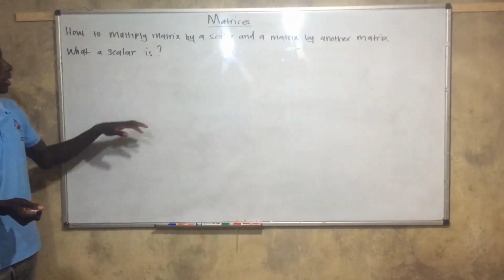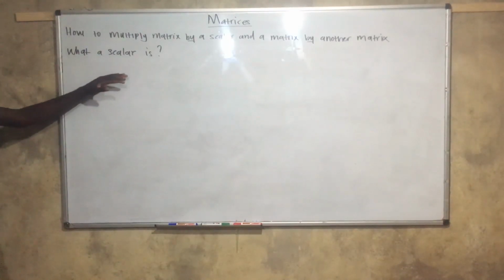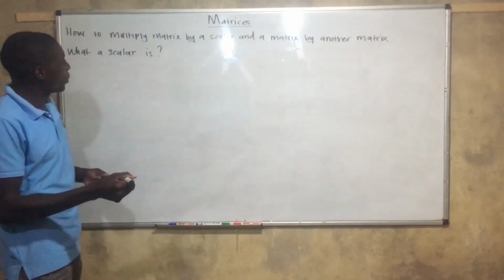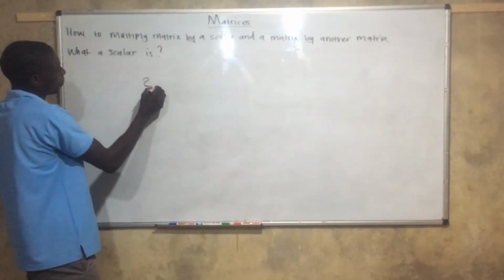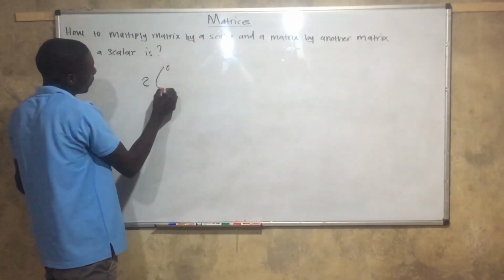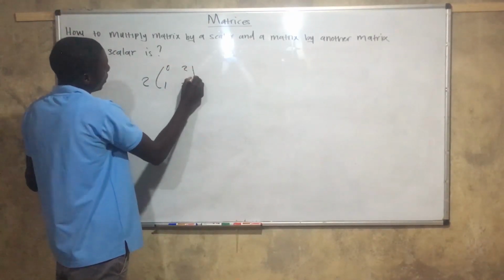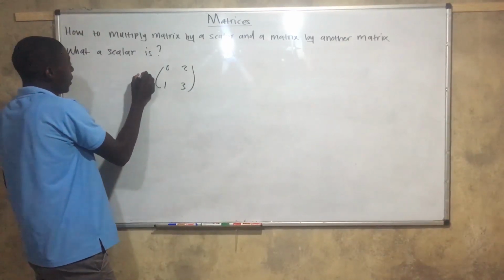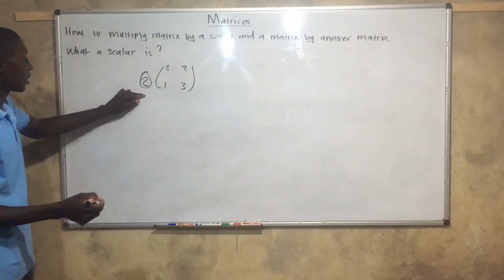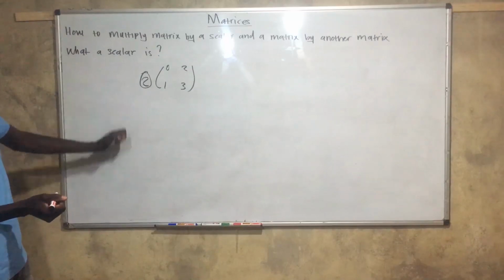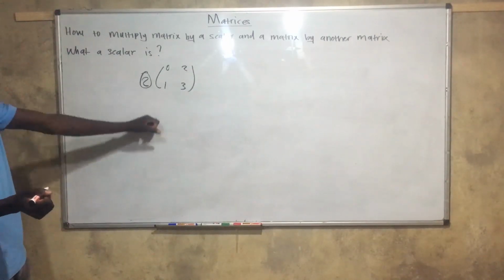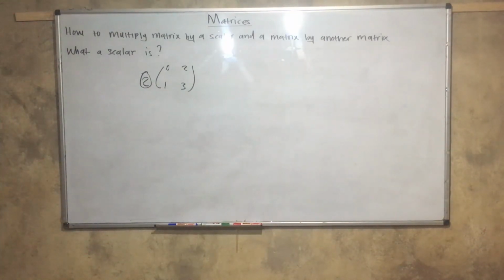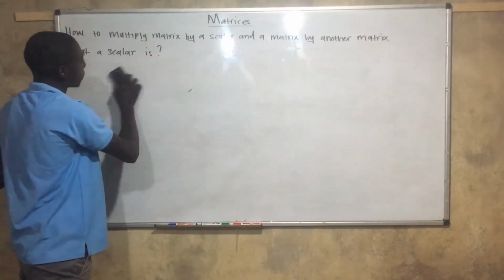Okay, so a scalar is a quantity that has a size only. So, for example, if we have 2 multiplied by the matrix 1, 0, 1, 2, 3. So, what is a scalar in this matrix? We are saying a scalar, this number which is in front of this matrix, is a scalar. A scalar is a number that has the quantity only or size only. So, we are looking at how to multiply a scalar by a matrix.